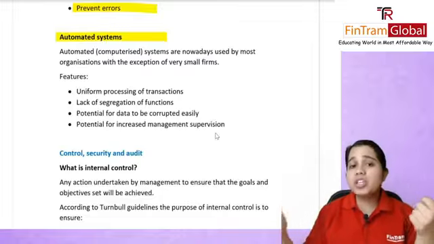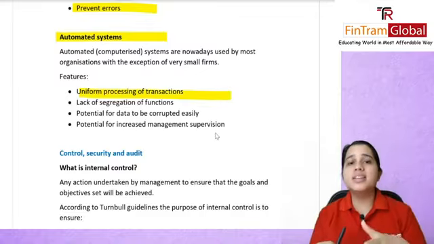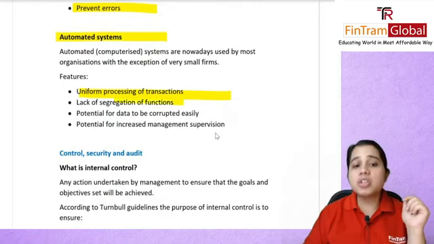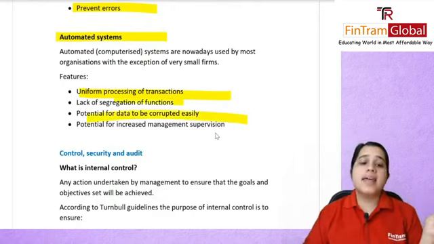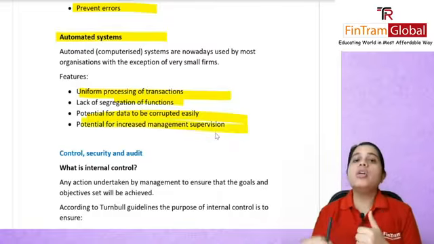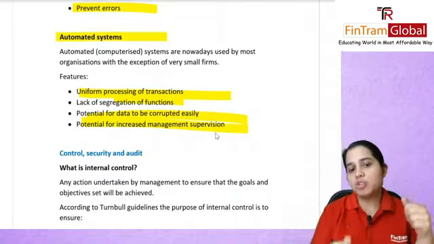Most of the work now is automated. Why? Because what are the features? There is uniform processing of transactions. You can put all the data and uniformly it will be processed. There is a lack of segregation of function, and of course this data can be corrupted easily, and there is a need for increased management supervision now because of this automation.